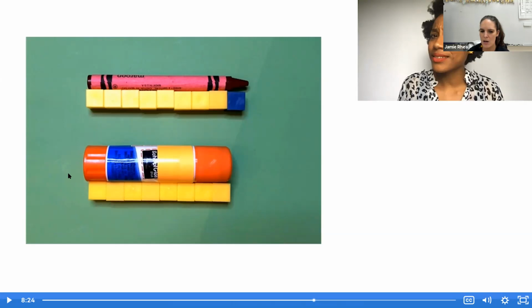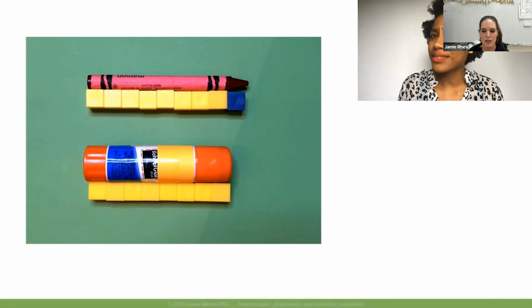So how much shorter is our glue stick than our crayon? It's 1, because we have 9 here and 8 here. Look, here's 8 of them, plus 1 more make 9. So we have 1 more. It's 1 centimeter cube shorter than the crayon.